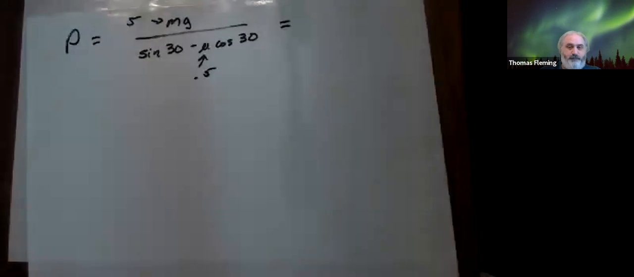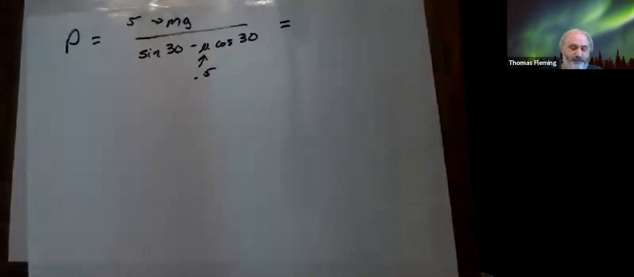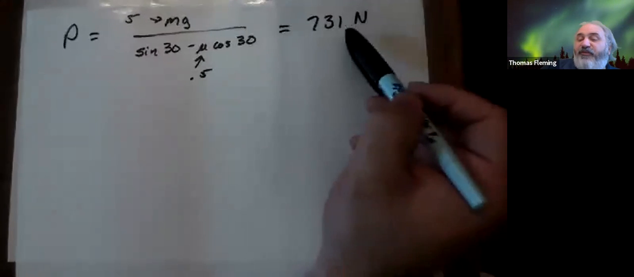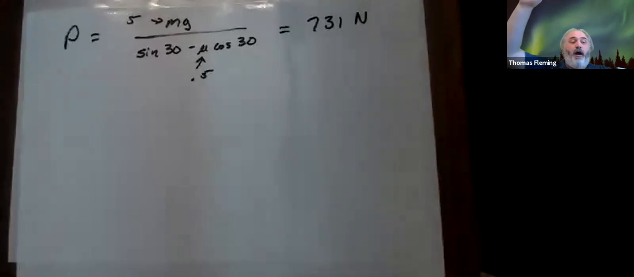So here, sine of 30 is 0.5 minus half of the cosine of 30. That's 0.066 down here. And I'm going to take 5 times 9.8 is 49. So 49 divided by 0.066, I get 731 newtons. So as long as I'm pushing with less than 731 newtons, there's going to be enough friction to prevent the object from sliding up the wall.